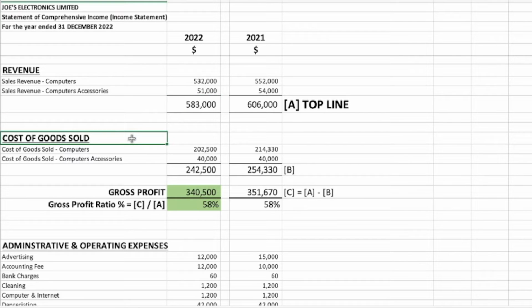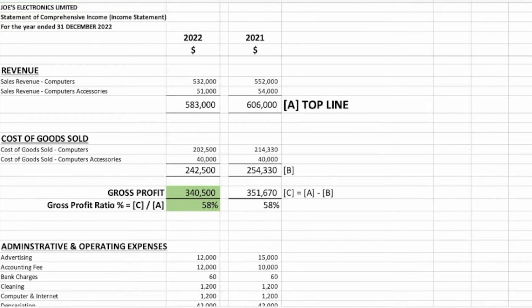Cost of sales are expenses that are directly related to producing sales revenue. For example, for a fitness center, the trainers' salaries will be included in the cost of sales. For a retailer, the cost of sales will be the cost of the product that was purchased and then sold to a customer. So in this example, we see that Joe's Electronics Limited's revenue is basically selling computers and computer accessories. And the cost of goods sold is what they pay to buy their computers and computer accessories from their suppliers, and then they resell it in the store.